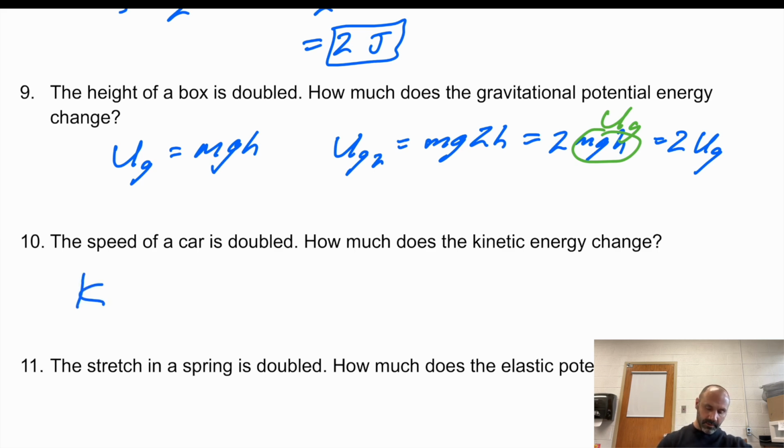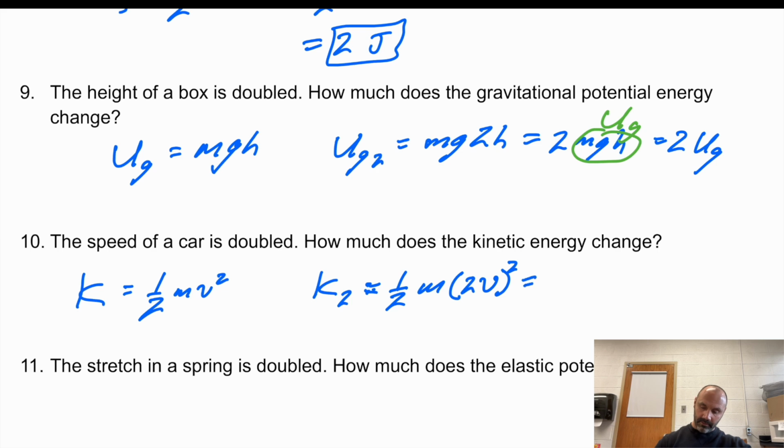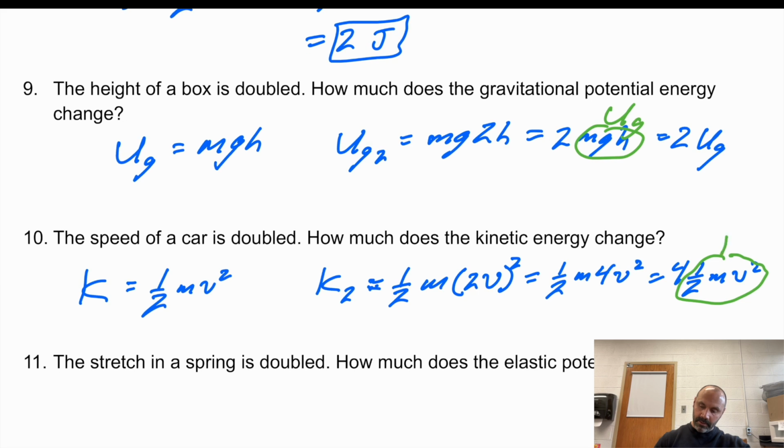Okay, now this one's a little different. K is 1/2 mv squared. This is the original. Now K2 is 1/2 m. We're doubling the velocity, so 2v squared. Simplify this, and we get 1/2 m 4v squared. Okay, I'm going to bring that 4 all the way out front. So 4 times 1/2 mv squared, and this is the original kinetic energy. So it's 4 times as much. I end up with 4 times the original kinetic energy.